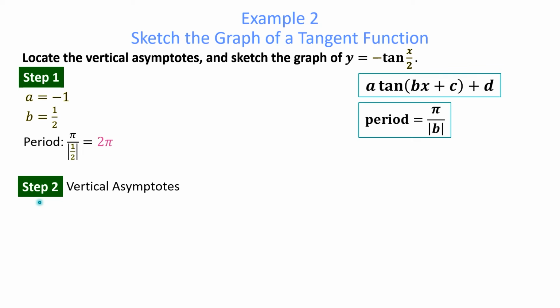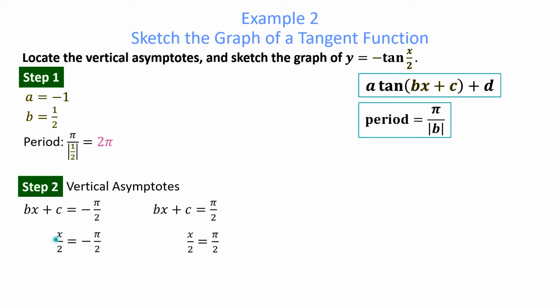So step 2, as previously, we'll be finding the vertical asymptotes by solving these two equations. So again, we know bx plus c, the equivalent over here is x over 2. So I'll be replacing bx plus c with x over 2 over here, and the bx plus c is replaced with the x over 2 over here.